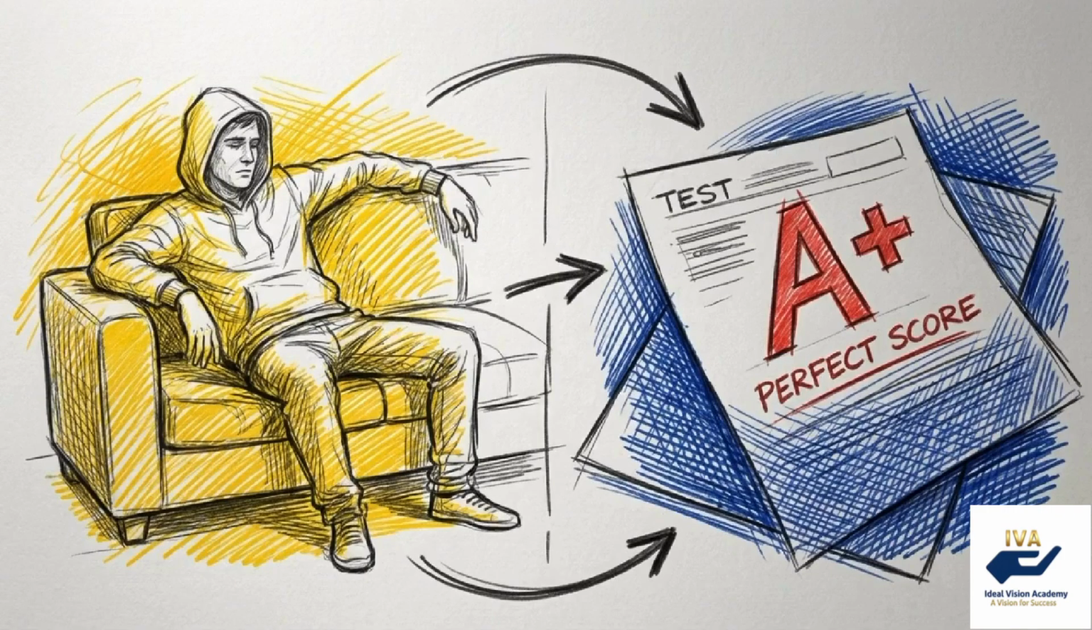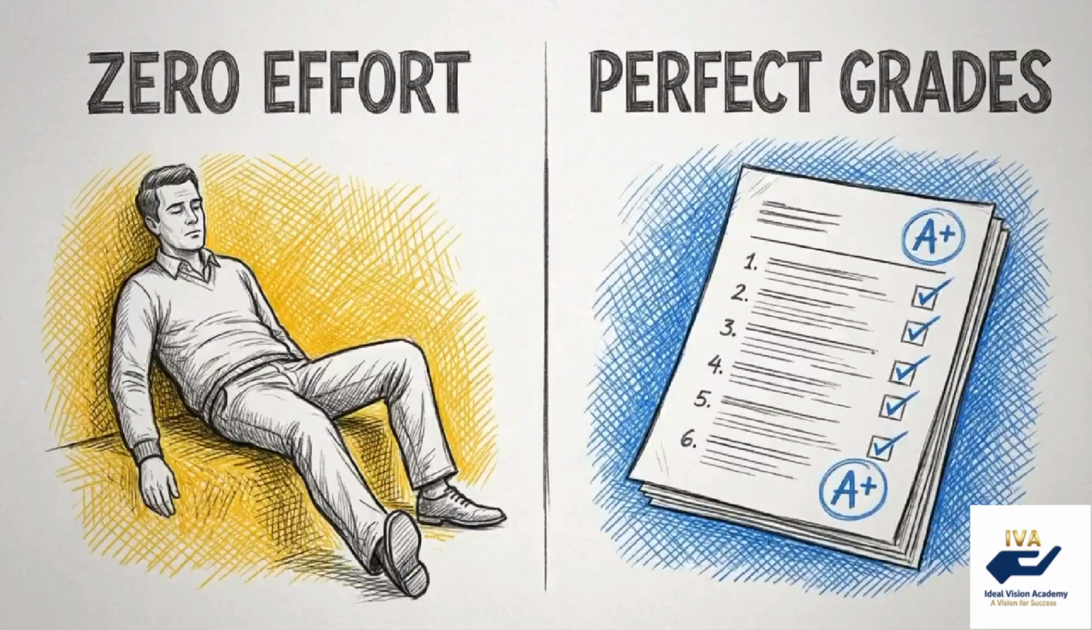Step 2 is to summarize that core information. You want to mentally translate those highlighted sections into the simplest possible terms. Guy does no work, guy gets perfect scores.